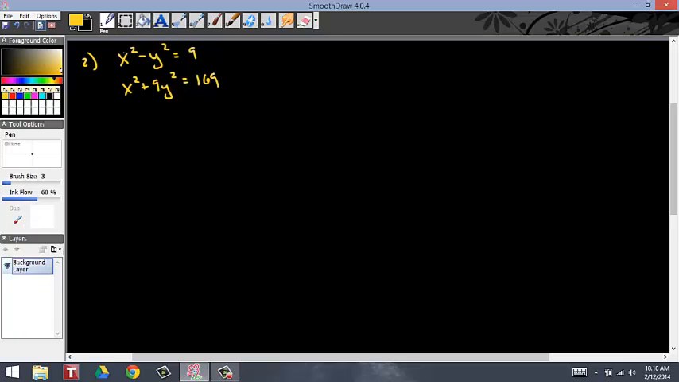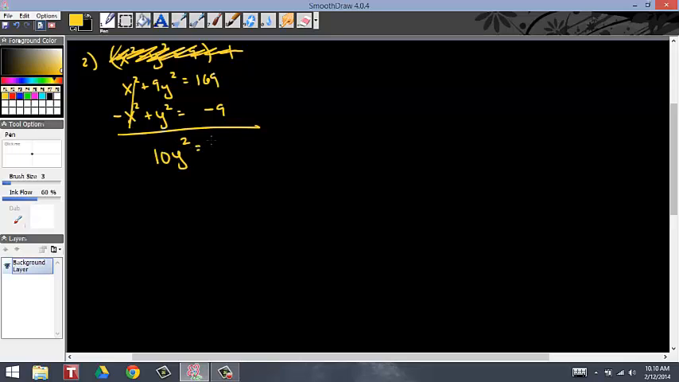So notice how I can eliminate x squared, but it needs a little bit of a push. I'll multiply it by negative 1. That's going to get me negative x squared plus y squared equals negative 9. So now this thing is gone. So those are going to go away now. I end up with 10y squared equals 160. I can divide by 10. So that's going to get me y squared equals 16.